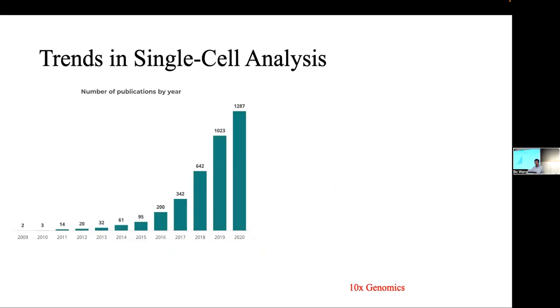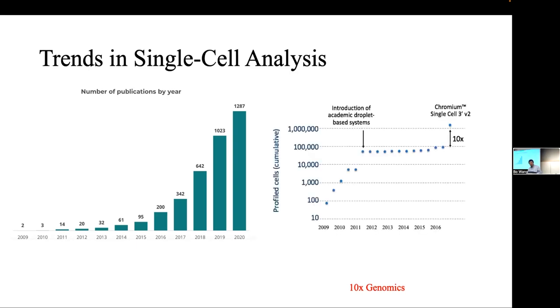And I noticed some trends in single cell analysis. Particularly, I summarized two trends. The first trend I want to talk about is that it's getting more and more popular, by simply counting the number of publications in PubMed. Just search the keyword single cell, and you can find the number of publications. I stopped this practice by the year 2020 because it's untrackable right now.